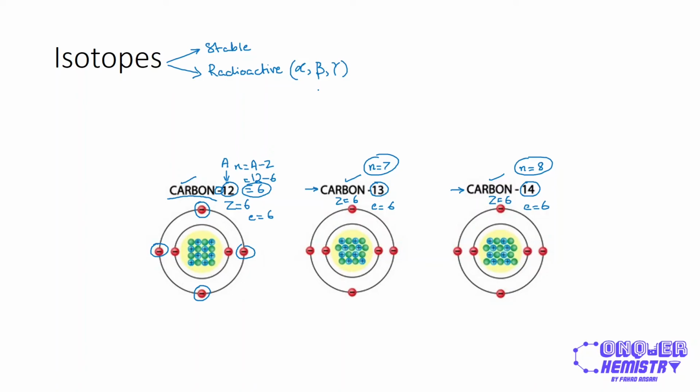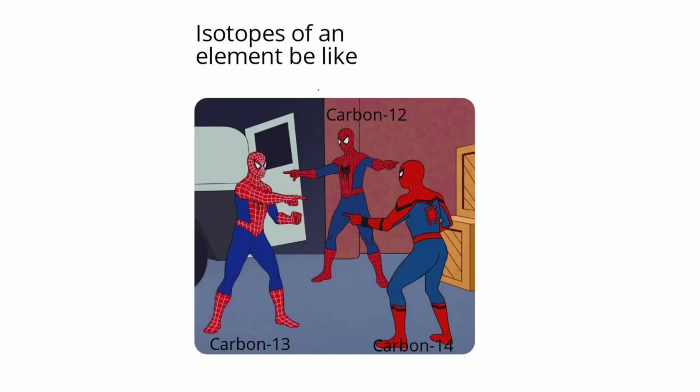So this was all about isotopes, and hopefully now you can tell them apart, better than these 3 Spider-Men can tell each other apart. It's just the difference in the physical properties. Chemical properties remain the same. These are atoms of the same element, but they're different because of the numbers of neutrons. All right, so this was about isotopes.